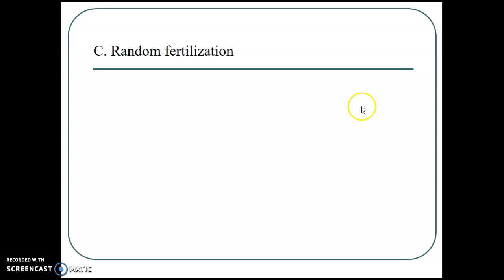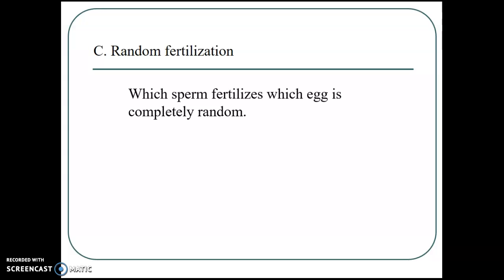Finally, just a side note about when sperm cells do fertilize the egg cells. The fertilization is random. So whichever sperm fertilizes the egg is random. It's not determined beforehand. So whichever sperm cell reaches the egg and is able to fertilize that egg is the one that will carry the information for that offspring.